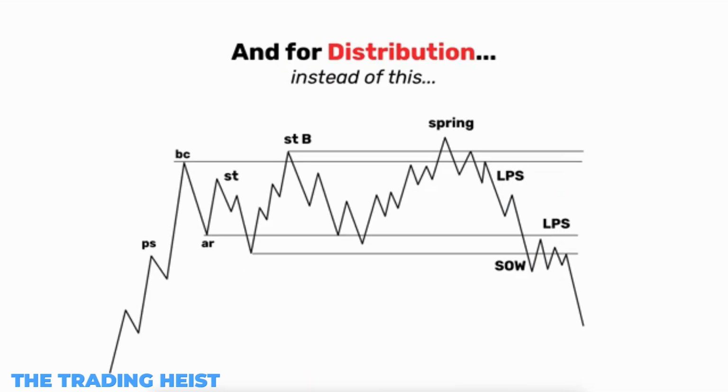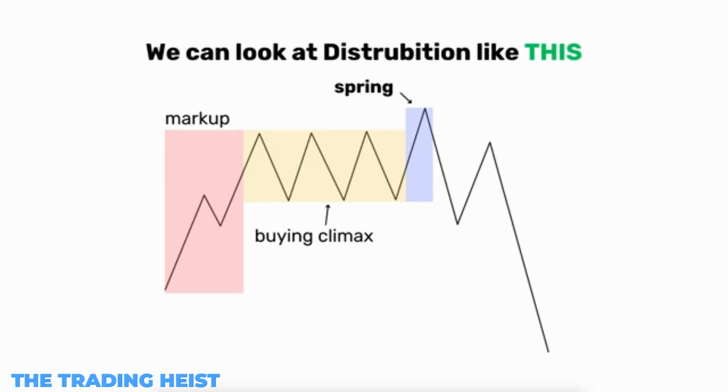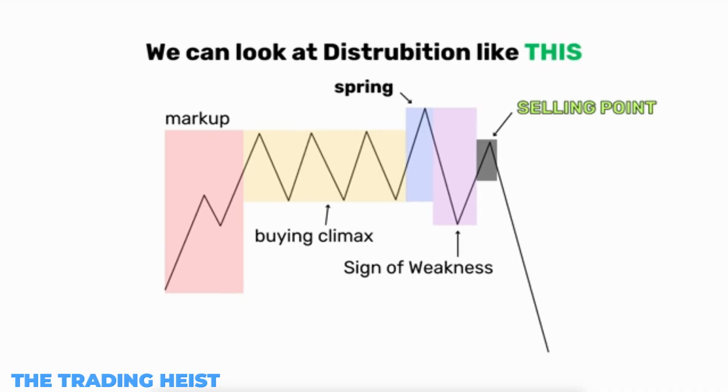Now, this is the same for distribution as well. Instead of this confusing distribution schematic with all of these different elements and individual price moves to track, we can simplify it down to pretty much what we've just looked at, but flipped upside down, right? So looking at a distribution, we have our markup phase, our buying climax and distribution range, our sweep or spring where the market takes out the high of that buying climax, our reversal into a closure beneath the range, which is our sign of weakness, pullback to sell, and then our profitable markdown.